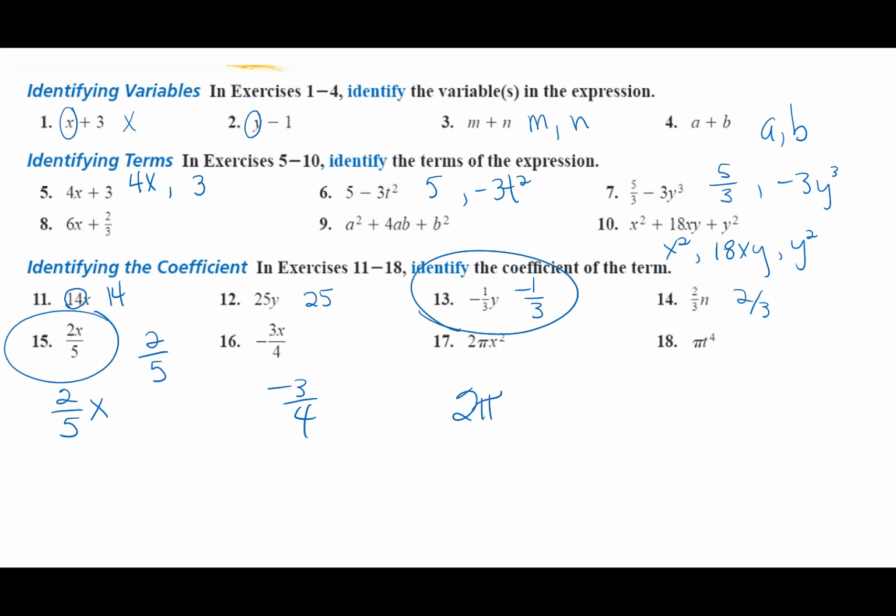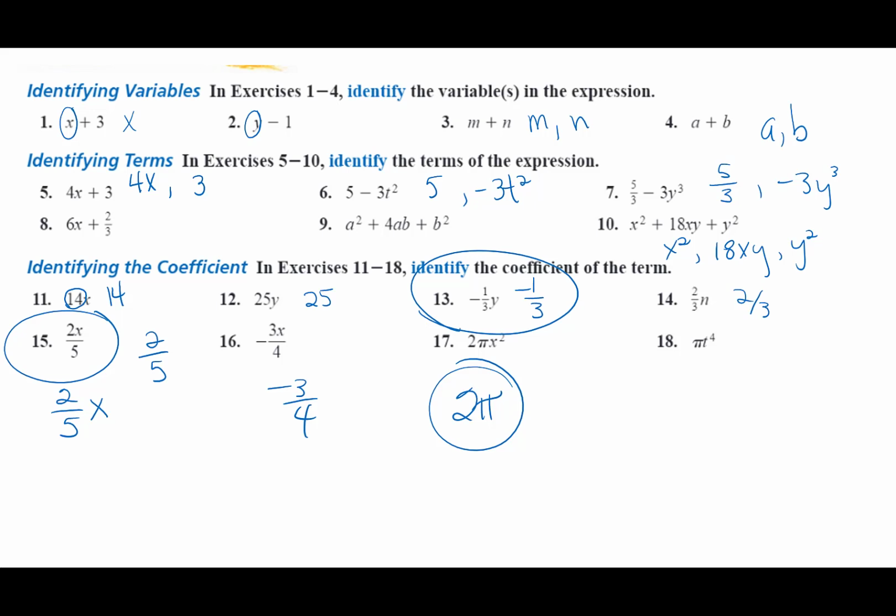So pi, you should have learned that in high school geometry class. Pi is a symbol, not a variable because it's not an alphabet letter. It's a symbol that represents the really long decimal 3.1456, on and on and on. And so the coefficient to 17 would be whatever the value 2 pi is.